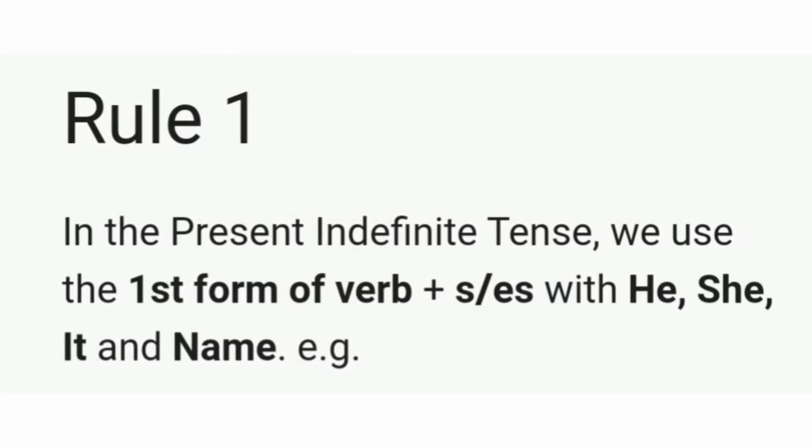There are four rules that are needed to understand the simple present tense. Rule one: in the present indefinite tense, we have to use the first form of the verb with he, she, it, plus s or es, and the name of any person, place, or thing.